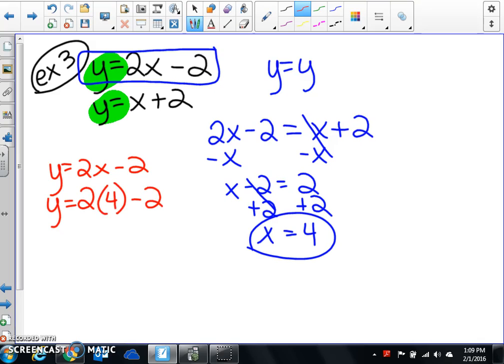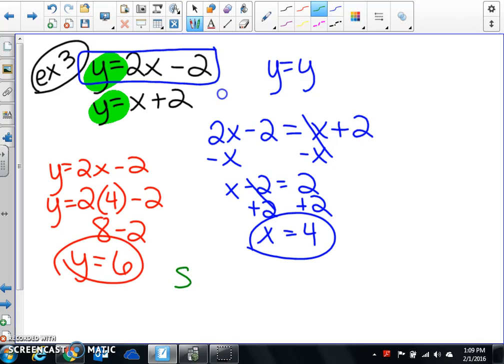So 2 times 4 is 8, and 8 minus 2 is 6. So my solution is the point (x, y), so (4, 6).